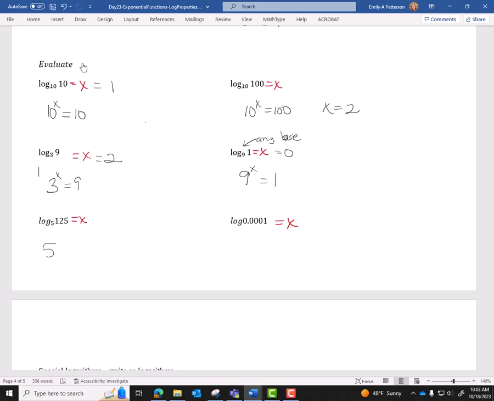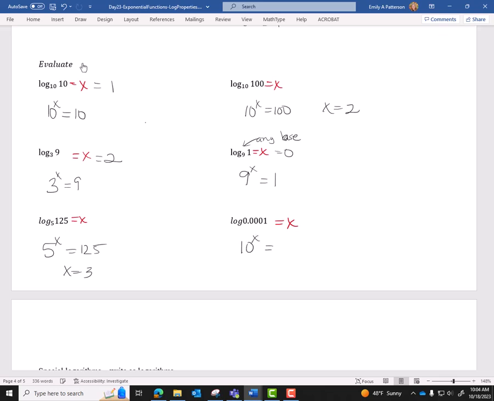I have here 5 to the x is equal to 125. Well, 5 times 5 times 5, 3 times, is equal to 125. Now I want to look at this. There's no base written. Remember, if there's no base written, it's understood to be log base 10 every time.